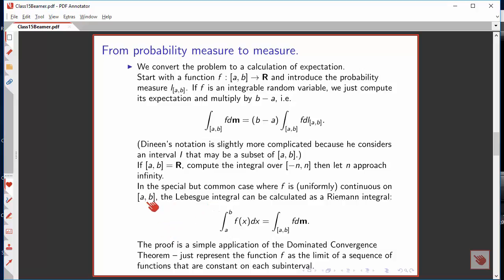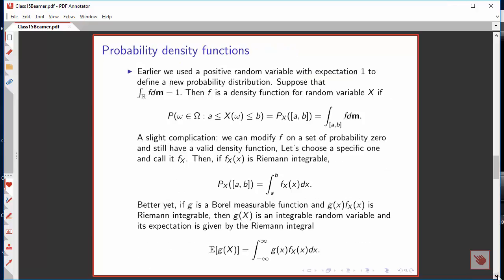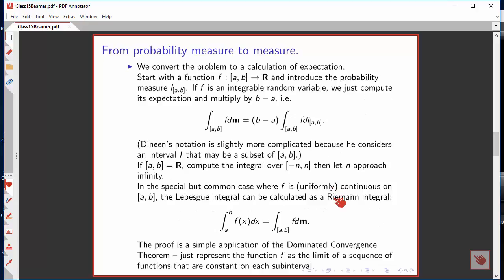If f is continuous on the interval, which I remind you means it's also uniformly continuous, then we can calculate this Lebesgue integral as a Riemann integral. The Riemann integral of f from a to b is equal to the integral of f on that interval using Lebesgue measure, and the way you prove this is by using the dominated convergence theorem.